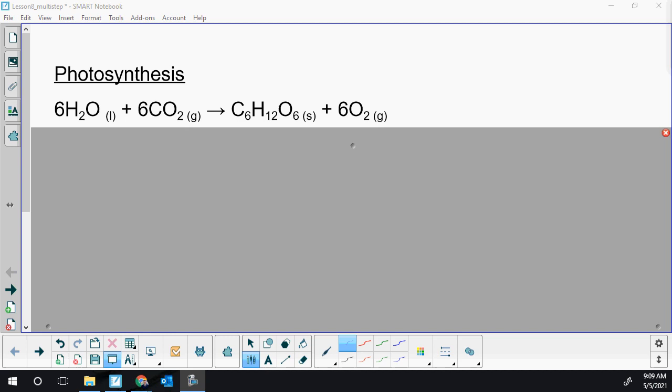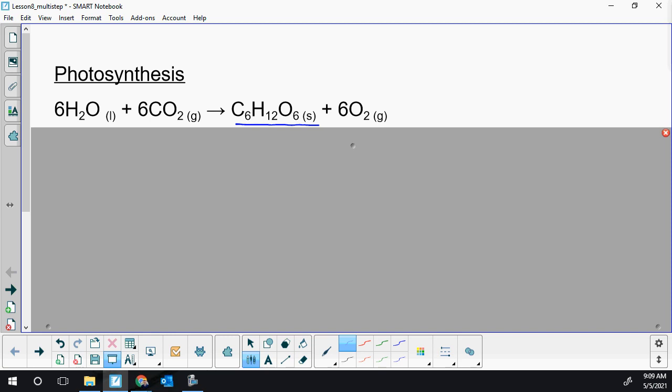So I've put up the reaction for photosynthesis. It is just the opposite of a combustion reaction, so you shouldn't think of this as something totally new. You're actually making the fuel, and it's a sugar. You make oxygen, and you start with water and CO2. Again, total opposite of a combustion reaction.